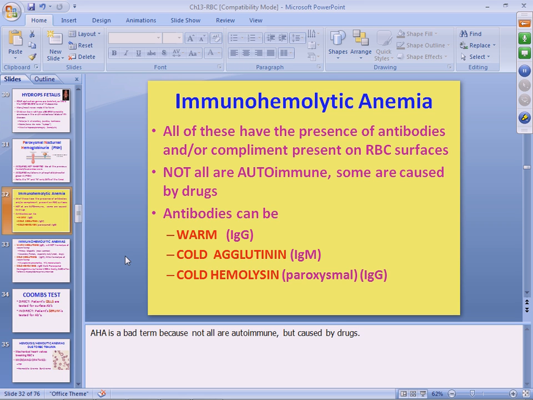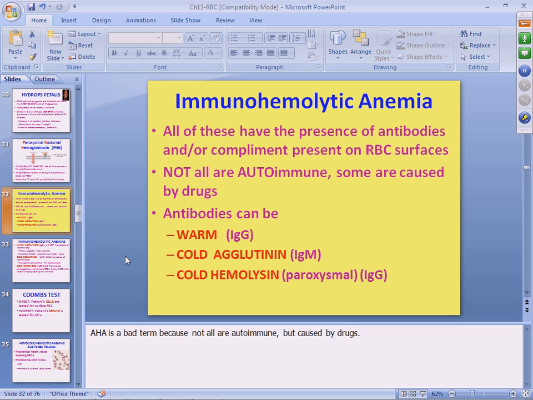immunohemolytic anemias. And do you remember when we talked about autoimmune diseases, we said AHA, autoimmune hemolytic anemia? Well, it leads you to believe that we have antibodies which can coat our own surfaces of our cells as an autoimmune phenomenon and cause hemolysis. The reason why a better name for this is not AHA, which is the older name, but immunohemolytic anemia, is not all of it is autoimmune.